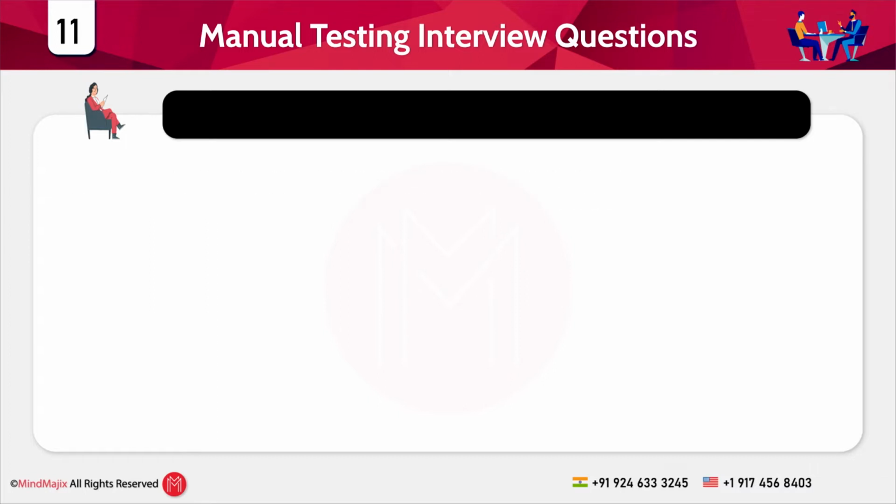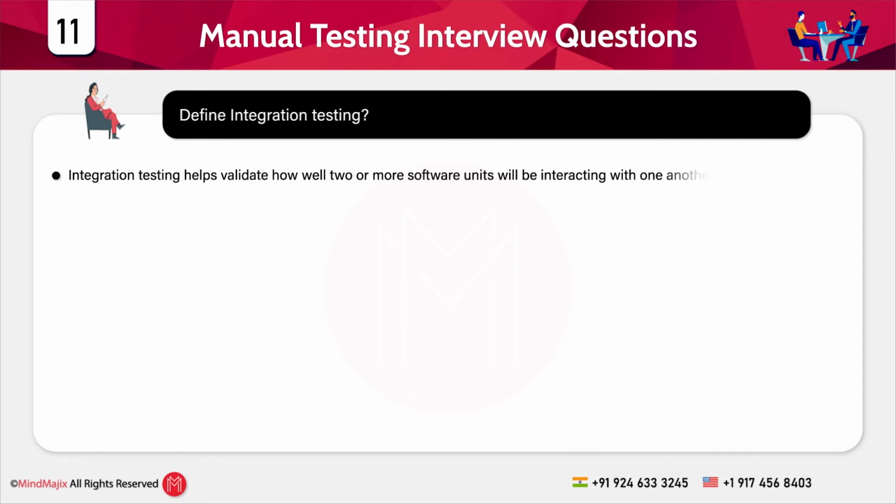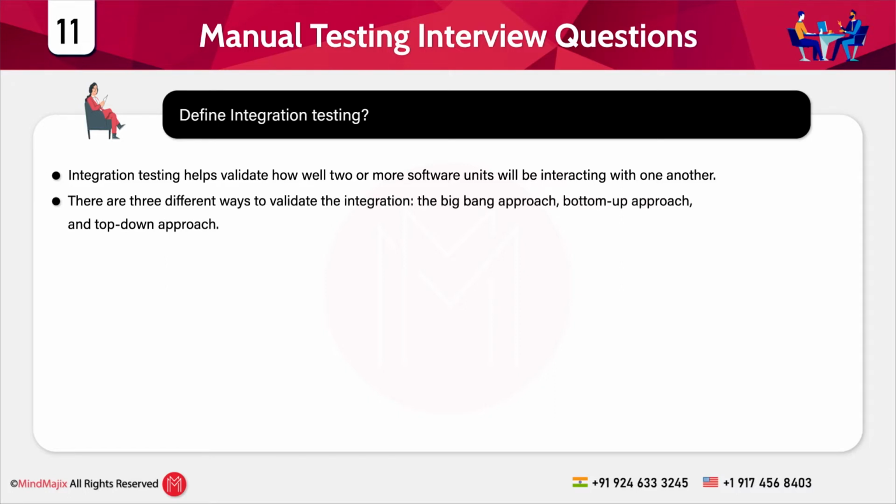The next question is define integration testing. Integration testing helps you to validate how well two or more software units will be interacting with one another. There are three different ways to validate the integration. The first approach is the Big Bang approach. The next approach is the bottom-up approach. And the third approach is the top-down approach.